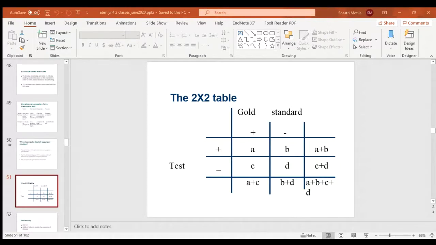So Jade is asking, what is B plus D? So who doesn't have the disease? You're most correct, Jade. That was the next point we were going to see. B plus D refers to all the people who are disease-free. Right? So you're most correct.